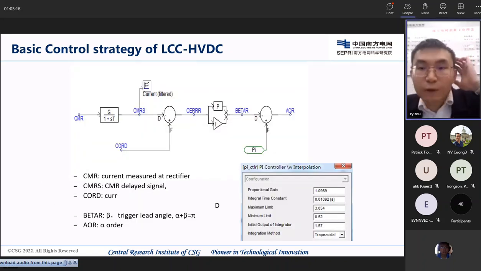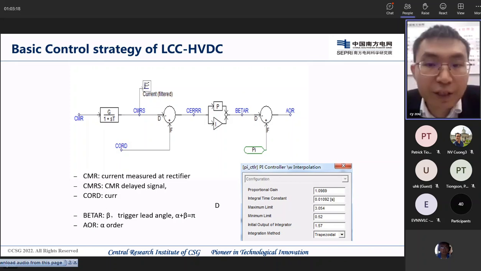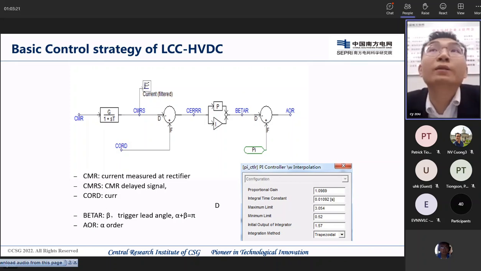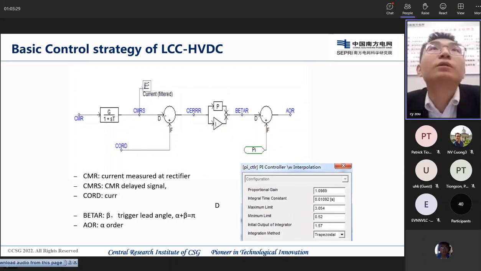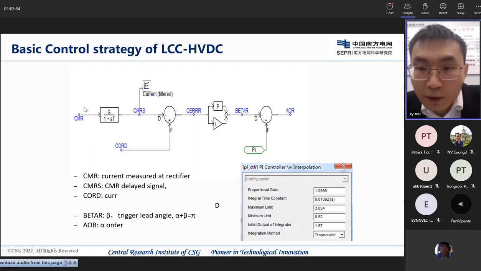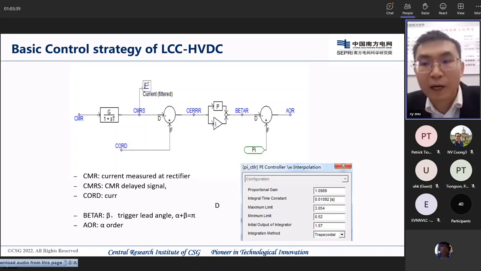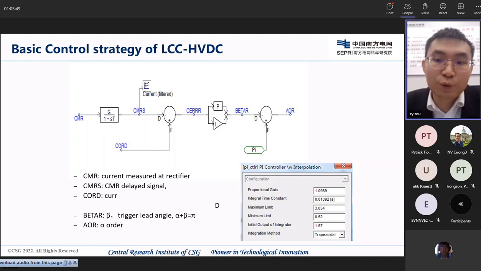The PI regulator is the basic DC current control mode. This is how we get the triggering signal AOR. The CMR here is the current measured at rectifier. The CMRS is the per unit value of CMR. This signal is also a delayed signal to prevent the disturbance of the signal.